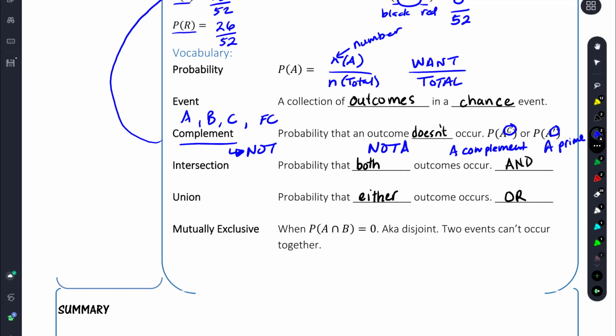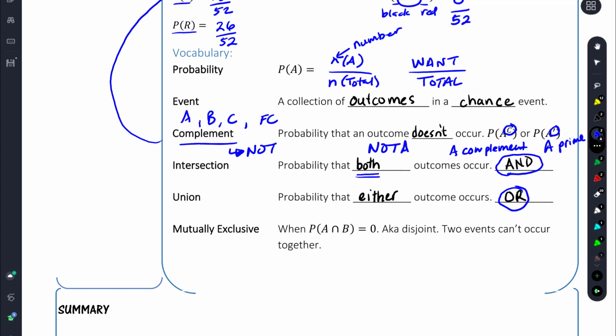And the special word we use whenever we are talking about intersection is "and." It's the key word, meaning it has to satisfy both conditions. Okay? The other special one is union, and that's the probability that either outcome occurs. And when we're talking about union, the special word that we will usually use is "or," and it's an either-or situation. Okay?